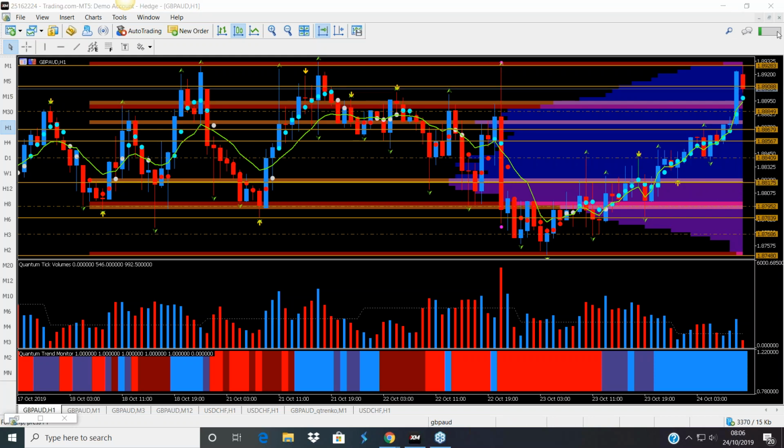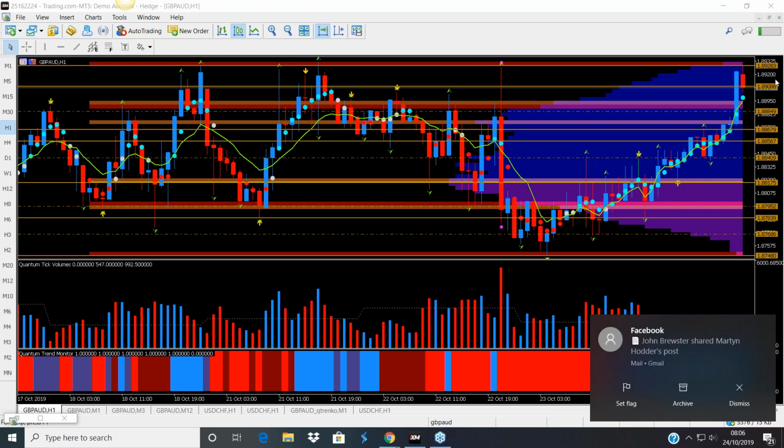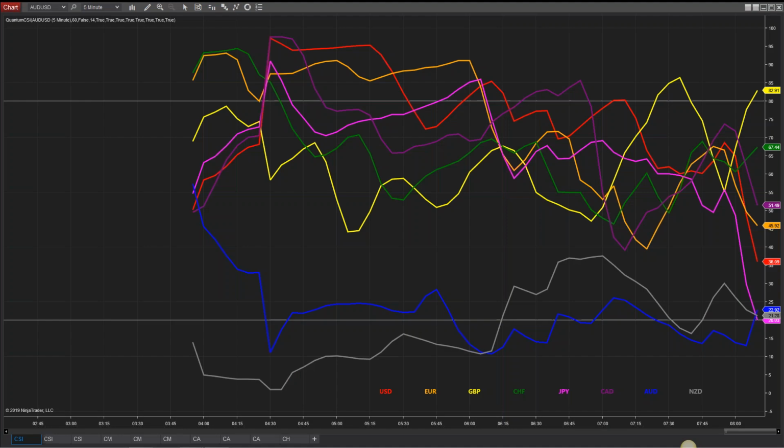Move over to, just switching screens onto NinjaTrader. That was Anna on MT5. This is NinjaTrader. Should be coming up. You can see it's over there now, which is great.